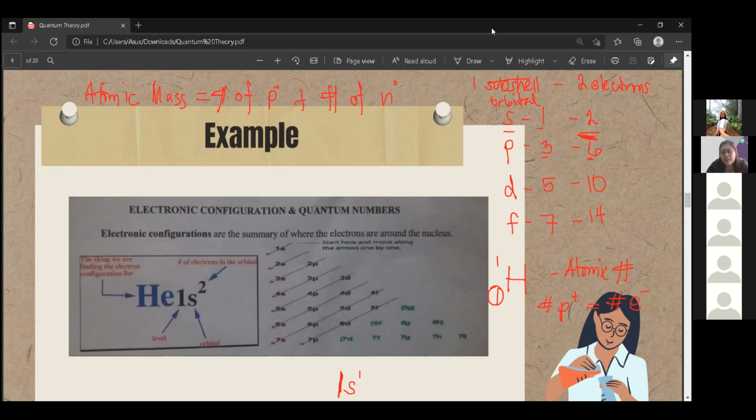Questions for the electron? Ma'am, lag ka kanina, ma'am.